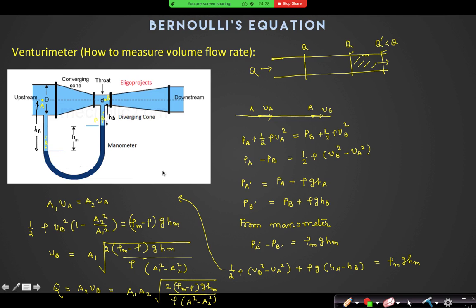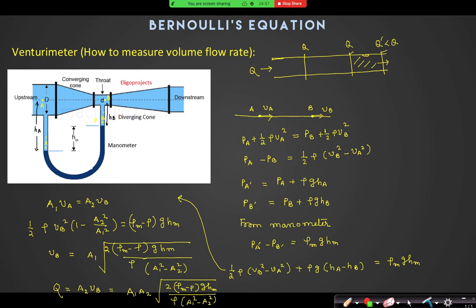Now different instruments are there. You can easily calculate all these things. They are given and you can calculate the value of Q. So please wait a bit. So this is used for calculating this volume flow rate.